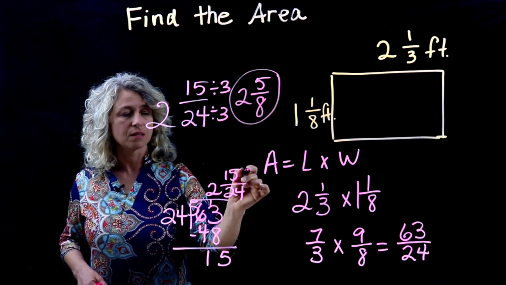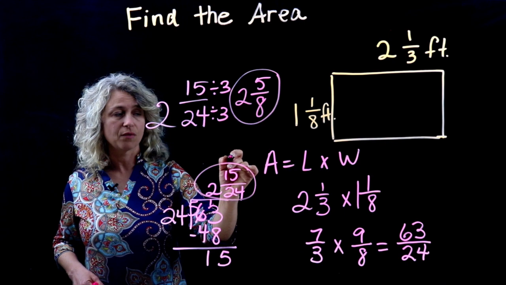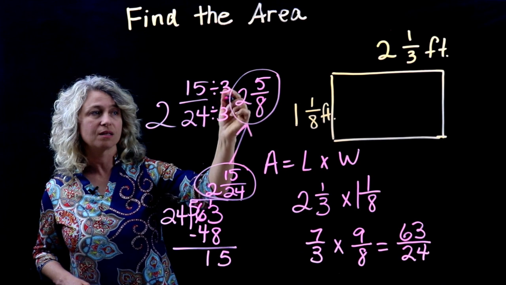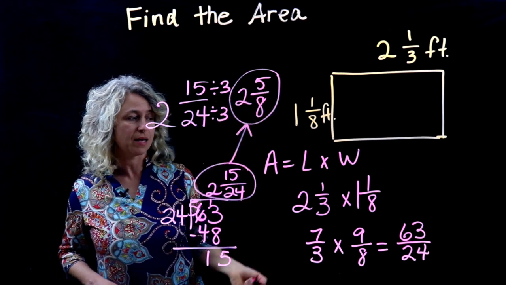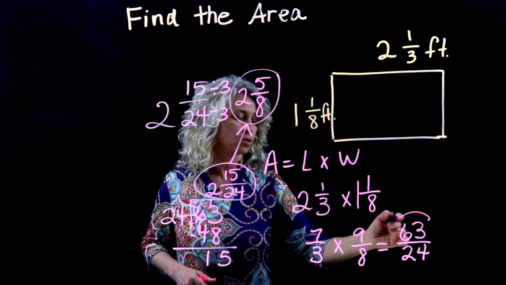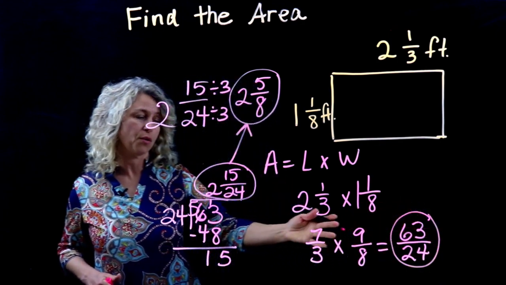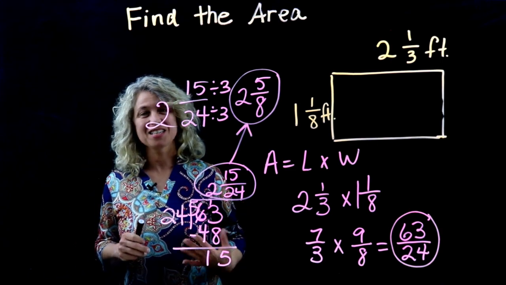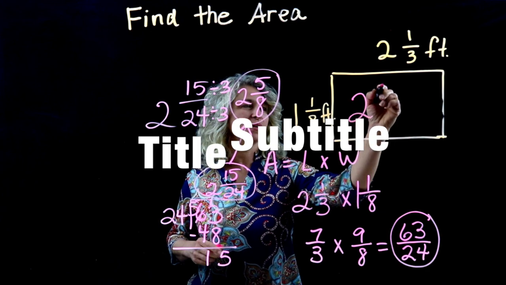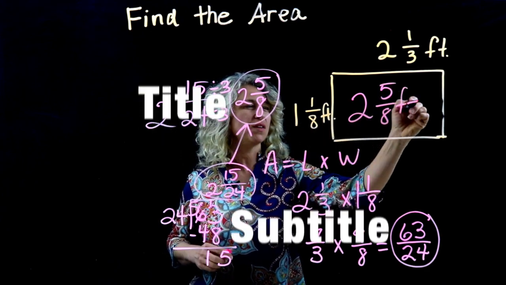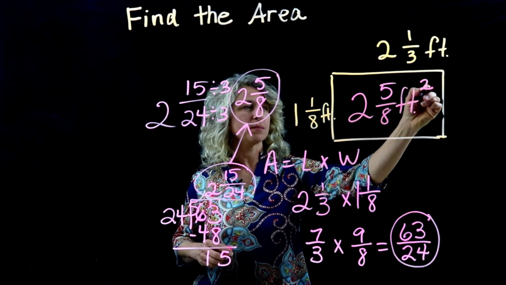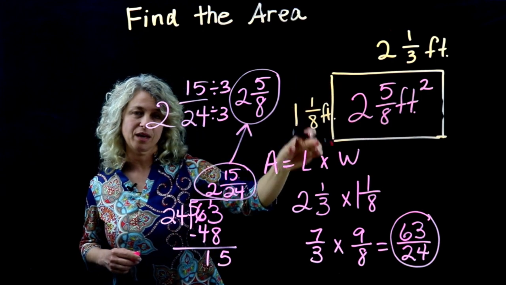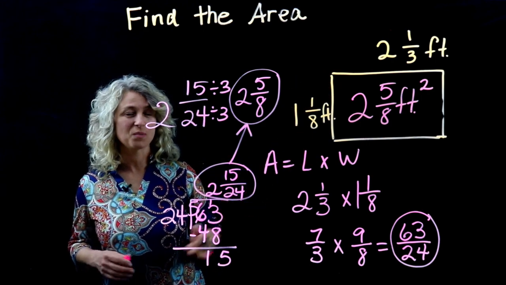You might see this as an answer choice. However, it might be asked to simplify, and if it does, then you would need to go ahead and simplify to 2 5/8. You might even see this as one of your answer choices as well on homework or a test. All these are equivalent, but just in different forms. All right, so your final answer is 2 5/8 feet squared. The 2, remember, is for the 2 dimensions, the length and the width. All right, so hope it helps.